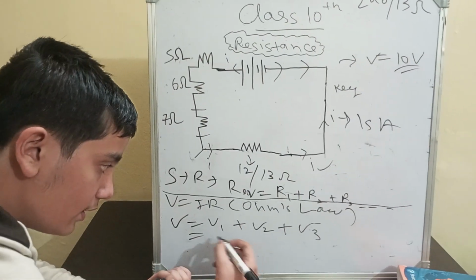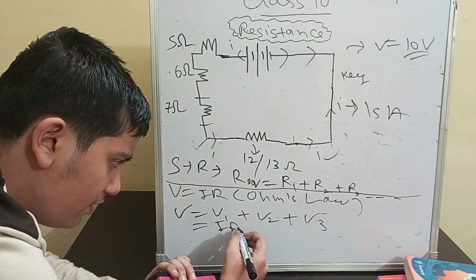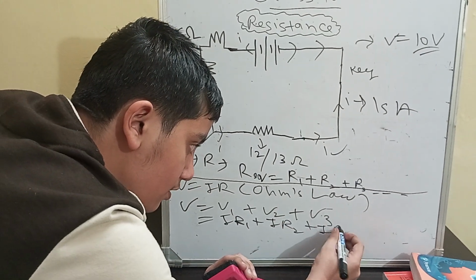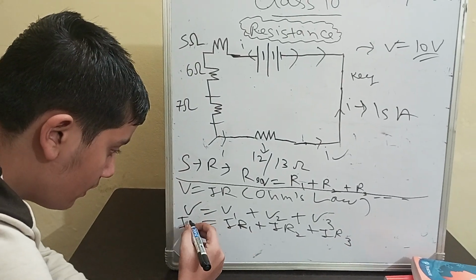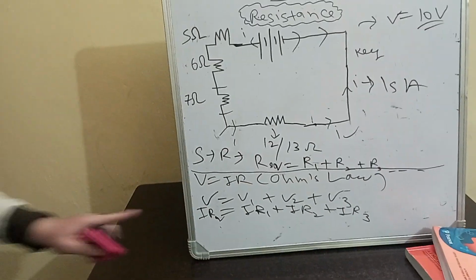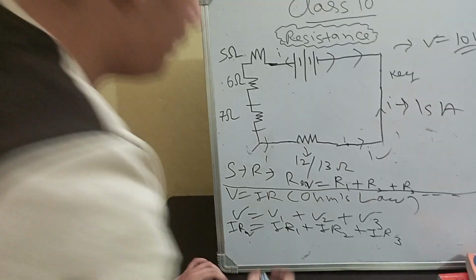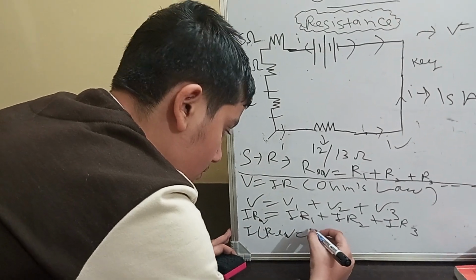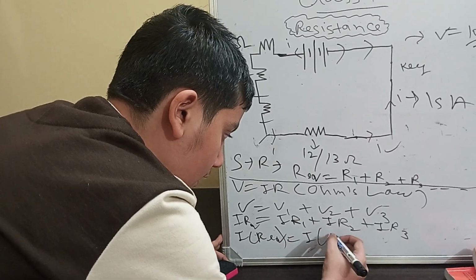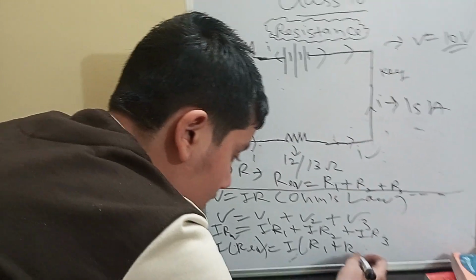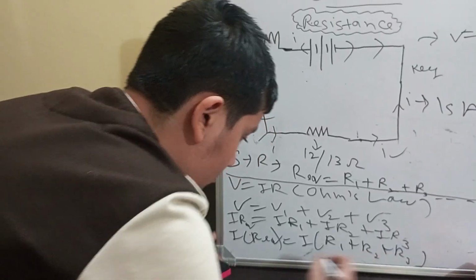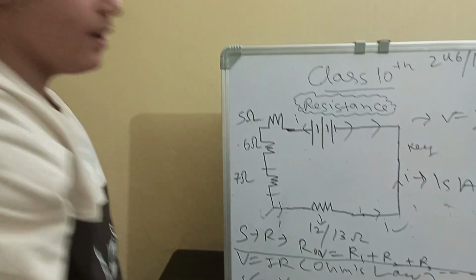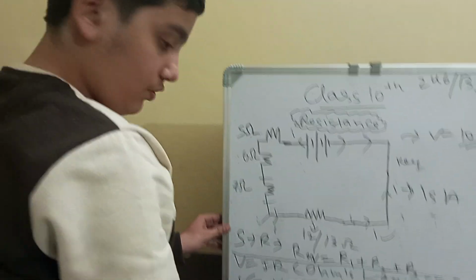V1 can be written as IR1 by Ohm's law, then IR2, IR3, and the total is I times R equivalent. From here, I is constant everywhere, so it can be taken as common. R equivalent equals R1 plus R2 plus R3, with I cancelling, and this is the result we want to prove.